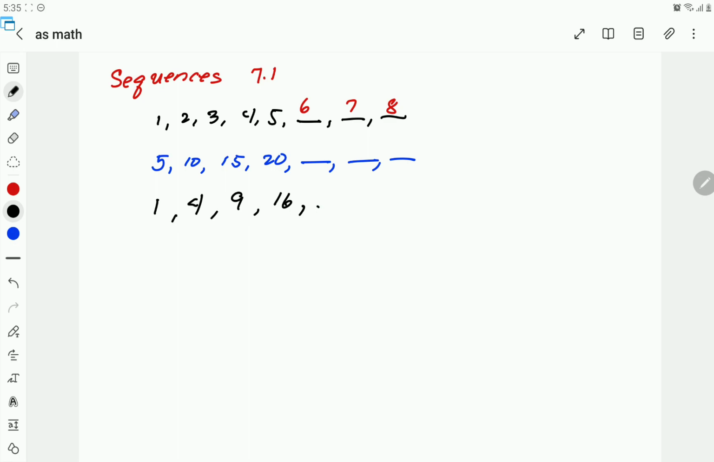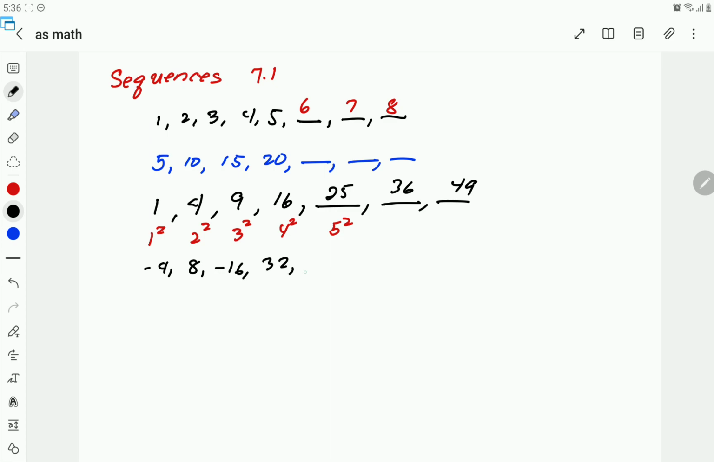And what do you think will be the next one? As you can see, this one is 1 squared, 2 squared, 3 squared, 4 squared. So therefore this is 5 squared, which is going to be 25, 36, 49. Or sometimes it's going to be like -4, 8, -16, 32, and so forth and so on. So all of these are sequences.